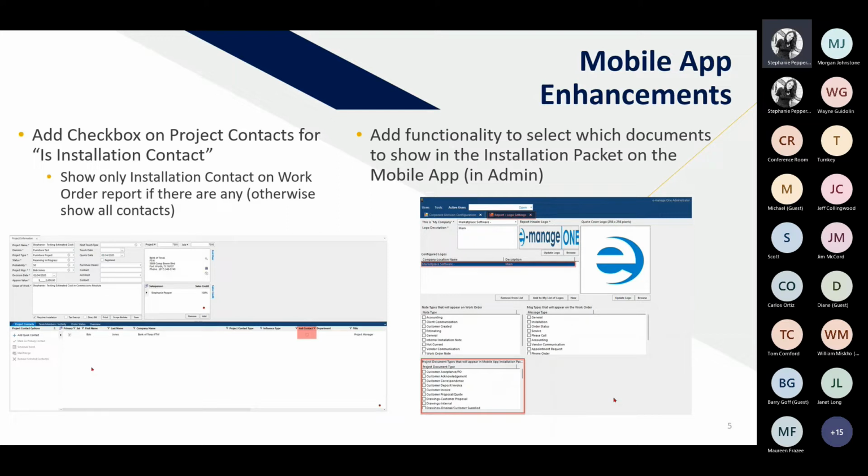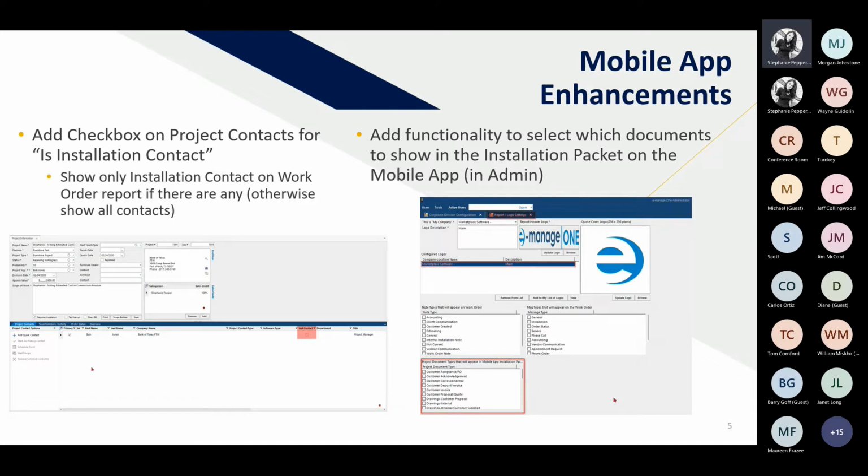This right side over here is also affecting the mobile app. We added some functionality to select which documents show on the actual installation packet in the app. So again, in the administrator application under tools, report logo settings, you'll select your company, and then down at the bottom left corner, you get to choose what document types show in the mobile app.